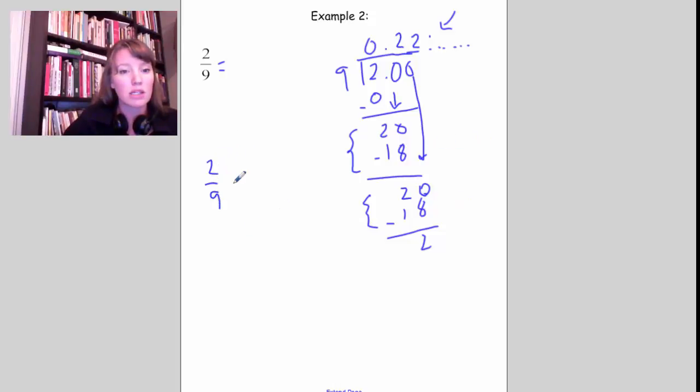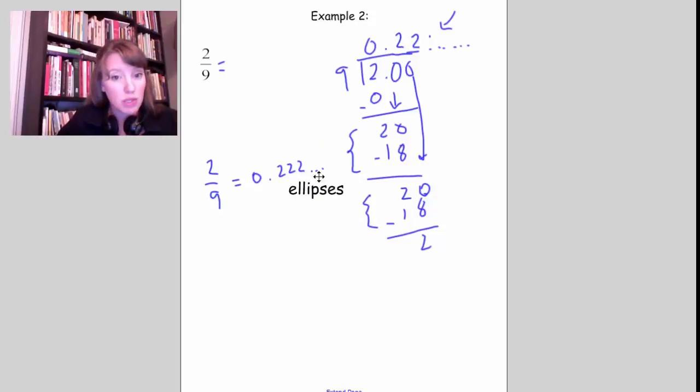So what happens here? We have 2/9 is equal to this number 0.222. Well, how do I write this? Well, there's a couple different ways I can write it. I can use these 3 dots here, which means that the pattern that I've established, which is the 2's here, continue.